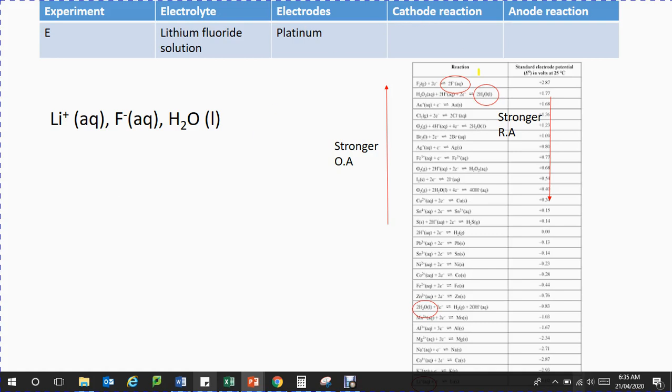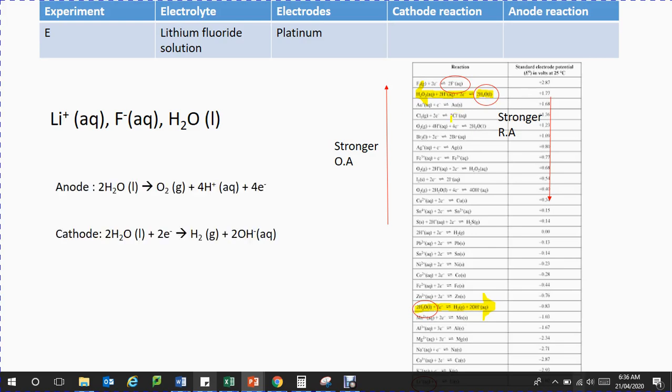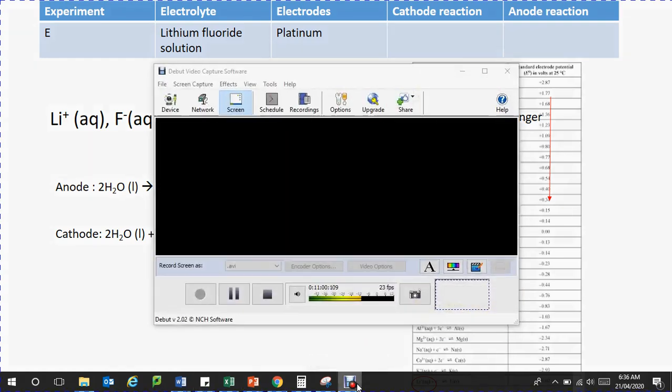Okay, and then exactly the same as before, I need to highlight what my stronger reducing agent is and what my stronger oxidizing agent is. My stronger reducing agent will undergo oxidation. My stronger oxidizing agent will undergo reduction. This reaction here will occur at the cathode, and this reaction here will occur at the anode. And that's how we do some of the electrolysis questions for question 7 of chapter 9.